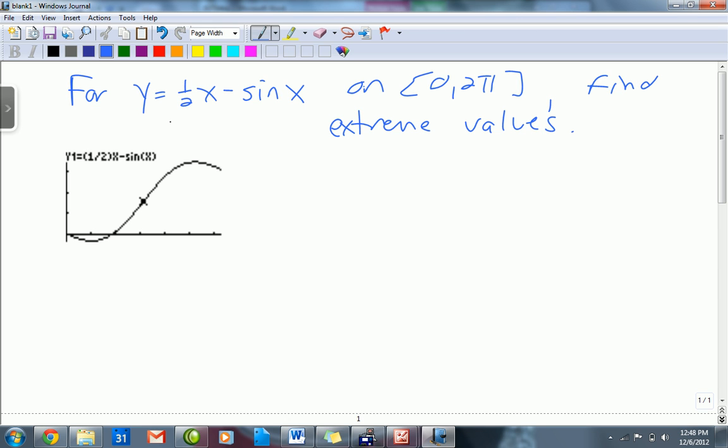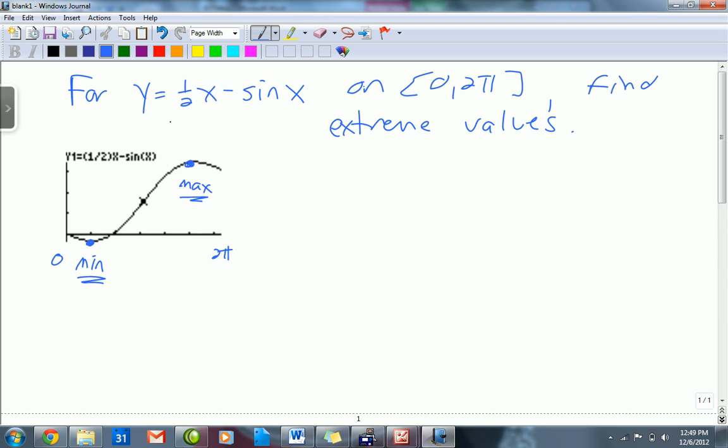So, based on what I'm looking at, here's the particular function, and here's 0, and here's 2 pi. I'm looking for the highest and lowest point, and any potential local max or mins along the way. It appears as if this point right here is my local min, and this point right here is my max. So I want to use calculus to find those x and the corresponding y values, and justify it, be a little bit more rigorous about this.